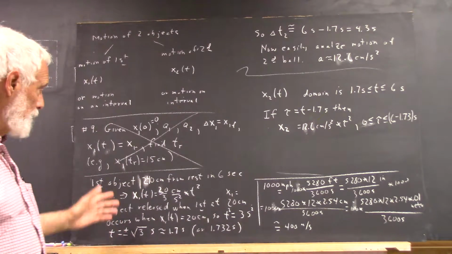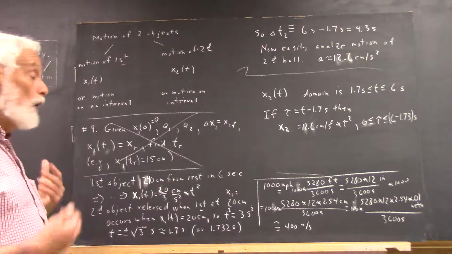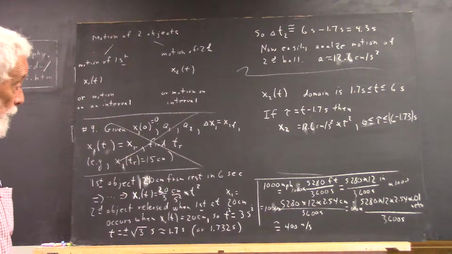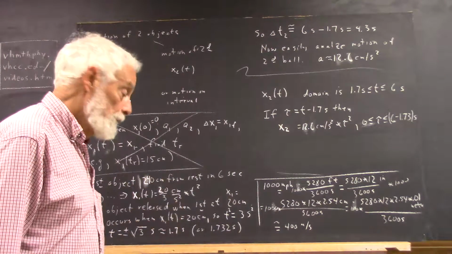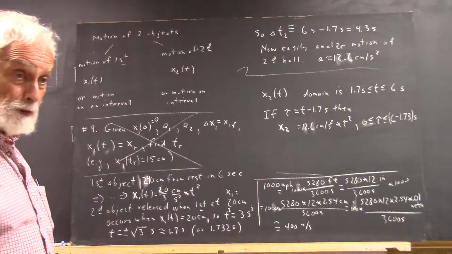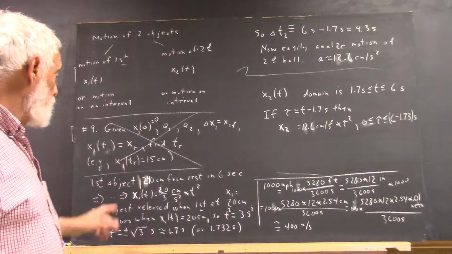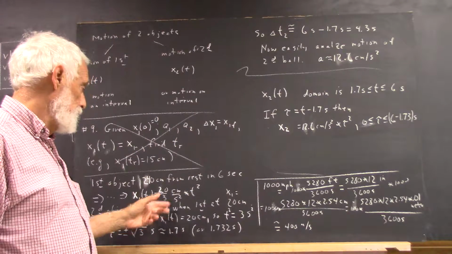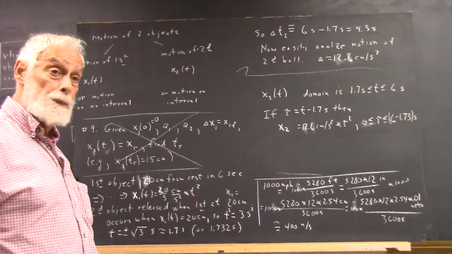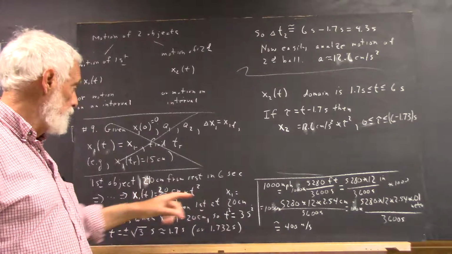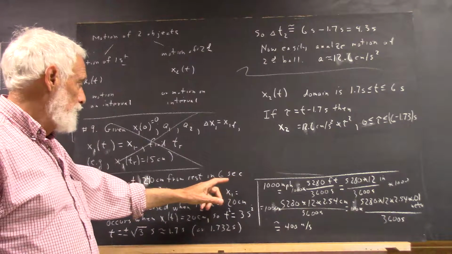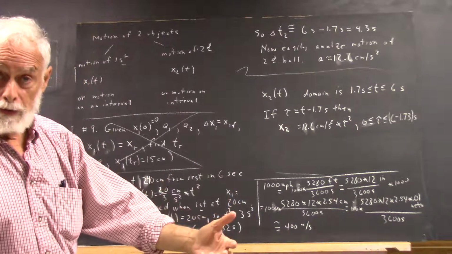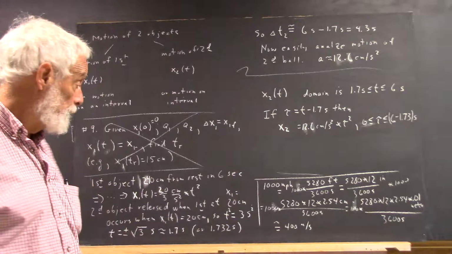We just say, okay, if it does this, we know that the acceleration is 4/3 centimeters per second squared. So your x1 of t is one half a t squared, which is 2/3 centimeter per second squared times t squared. How did we get that? Very easy. 240 centimeters divided by 6 seconds is 40 centimeters per second. That's your average velocity.